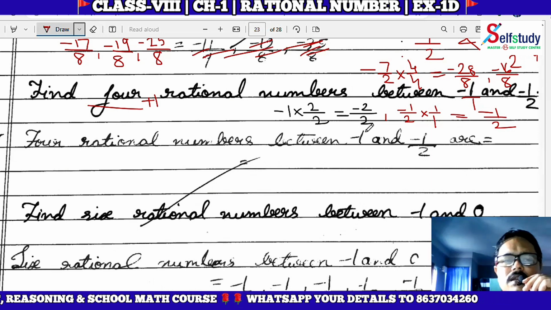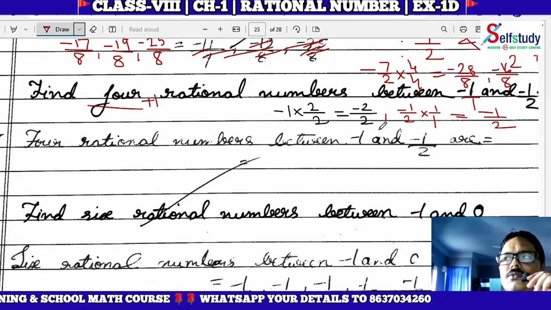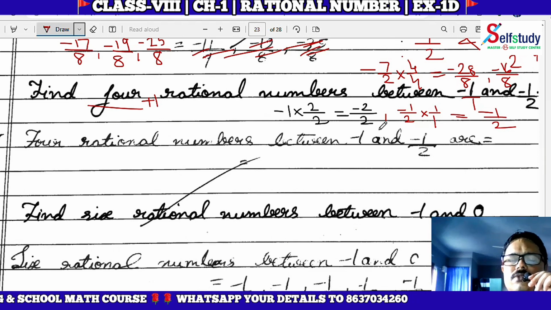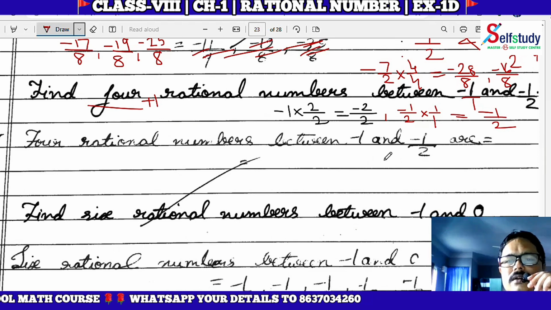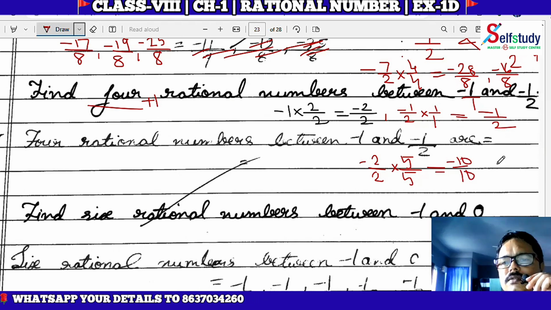And if your concept is clear, then you can do anything, you can multiply by 2 by 2, 3 by 3, 4 by 4, but whatever number you choose, you have to multiply both rational numbers by the same. Okay, so here I am multiplying this number minus 2 upon 2 by 5 upon 5. So this is minus 10 upon 10, and here it was minus 1 upon 2. So minus 1 upon 2, when we multiply it by 5 upon 5, this will be minus 5 upon 10.